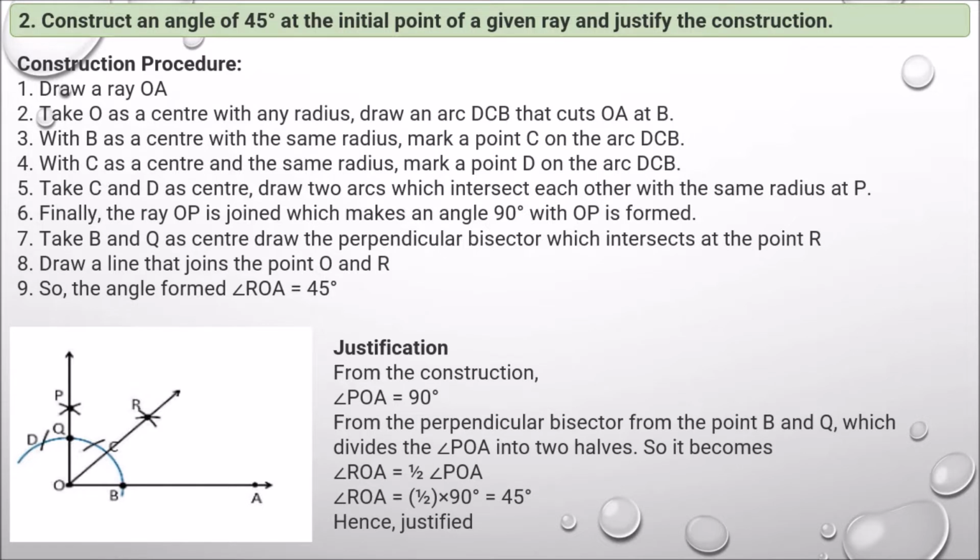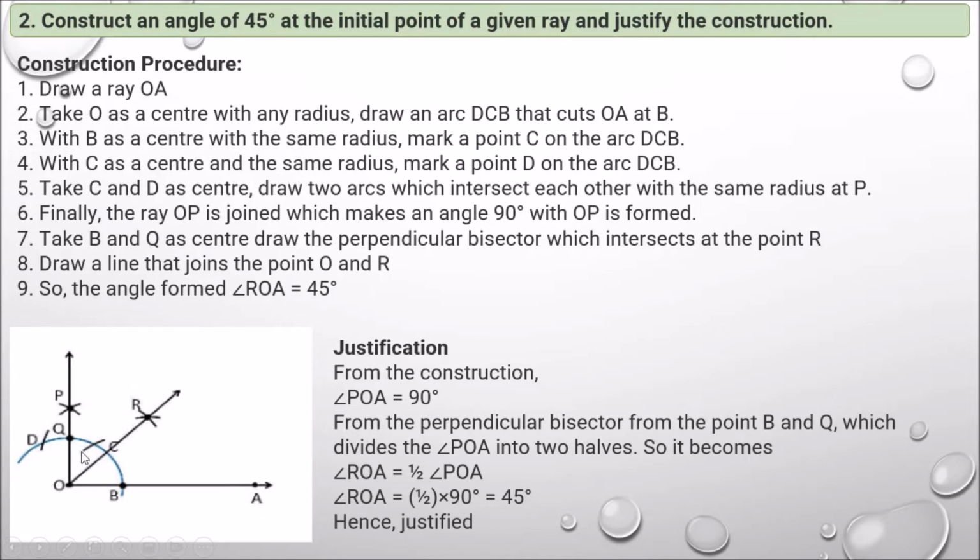Next, construct an angle of 45 degrees at the initial point of a given ray and justify the construction. So first we have to take the ray OA. Take O as the center with any radius and draw an arc DCB. So the arc DCB is drawn that cuts OA at B. With B as the center and the same radius, mark a point C on arc DCB. So we have marked the point C. Now with C as the center and the same radius, mark the point D on arc DCB. So we have marked the point D.